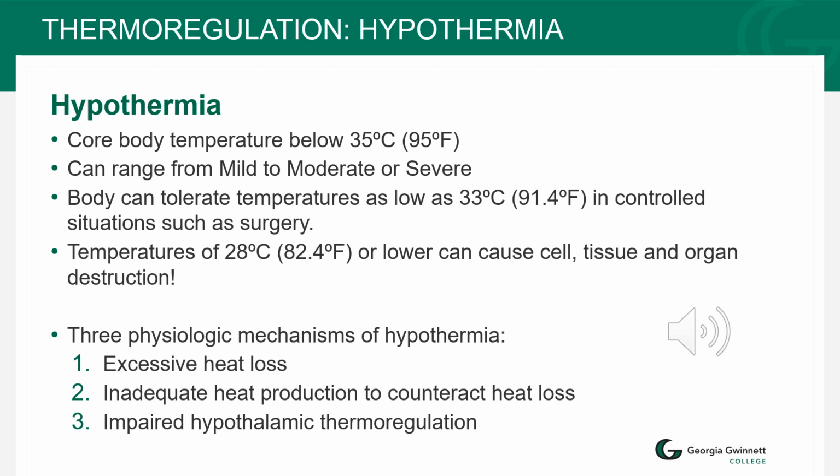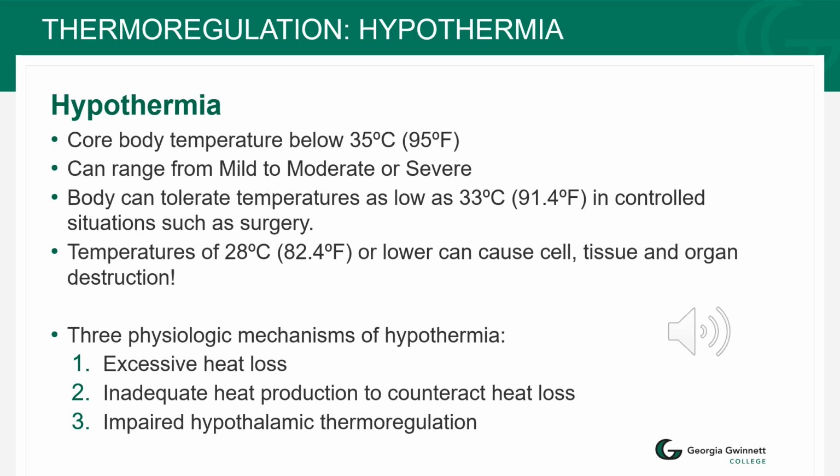You also need to know that the body can tolerate lower temperatures in a controlled situation. So there are instances where surgeons, per se, or when patients had head trauma and they need to decrease their energy expenditure, they can lower that body temperature in a controlled situation as low as 33 or 91.4 degrees, and the body can still sustain itself.